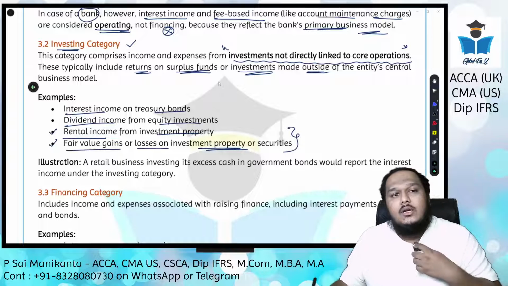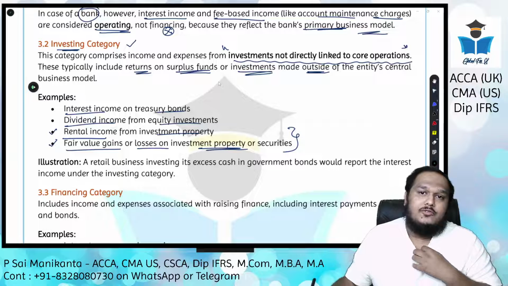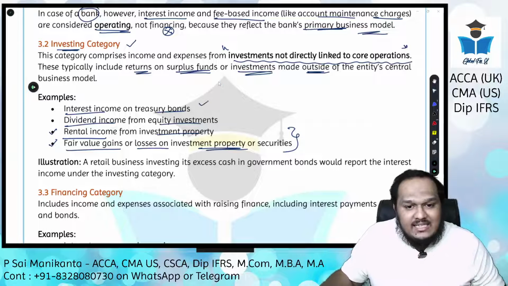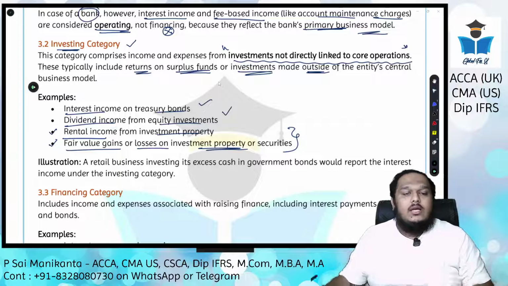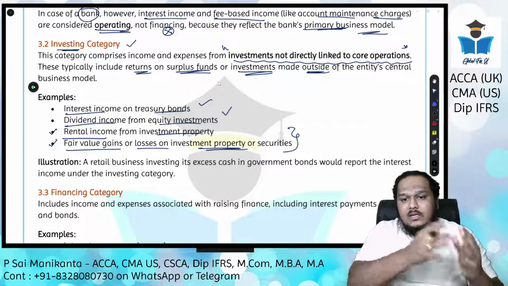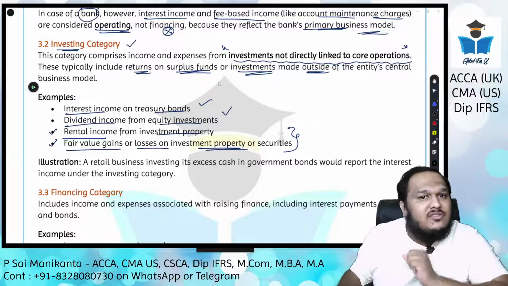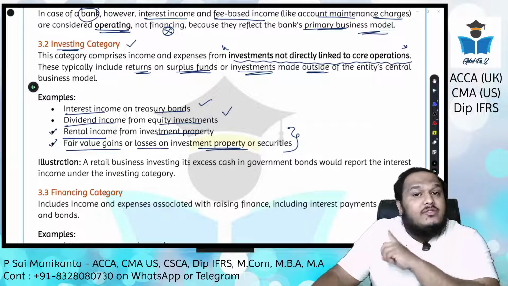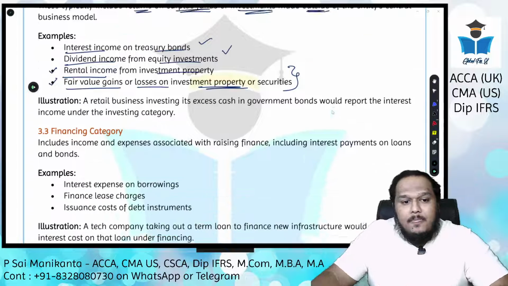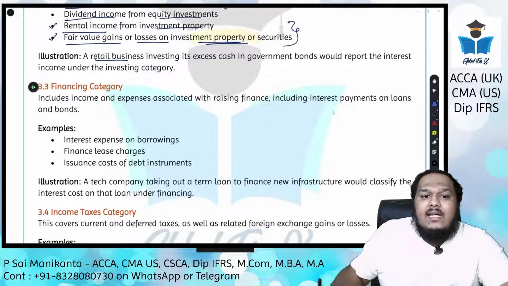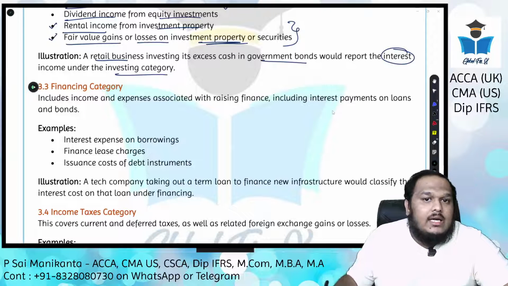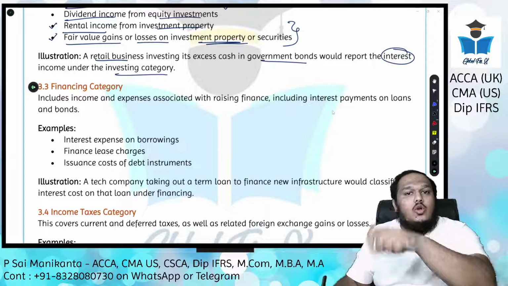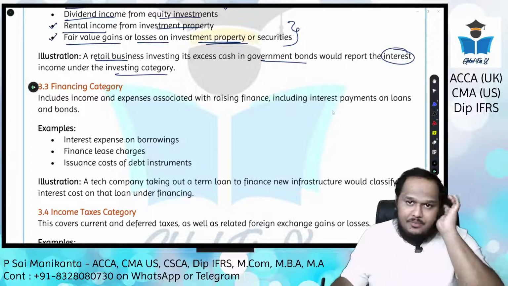If one of the major operations of your business is to invest, then interest, equity, profits, everything will be operating, not investing. If your major operation is something else and you invest surplus money, that is the investing category. The same thing applies for the cash flow statement also, by the way. A retail business investing its excess cash in government bonds, any interest received would be in the investing category. If a bank is receiving interest on the loans that it has given, that is an operating activity.